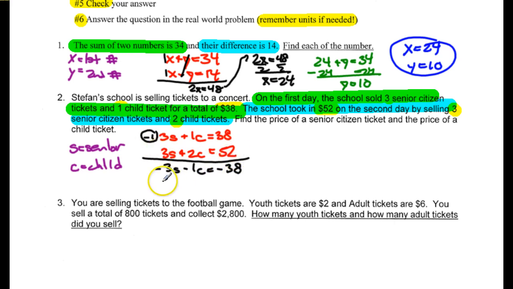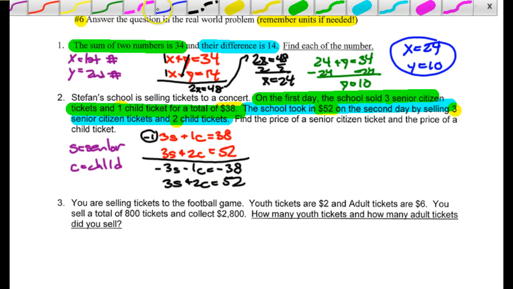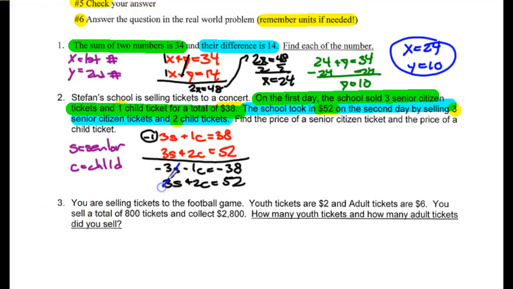Nothing happened to the second equation, so we just bring everything down: 3S plus 2C equals 52. That's the hard part. Now look, the S's will cancel out: -3, +3. And now this is all the solving from what you've done before. So you're going to combine it, find the C, which is the child ticket, plug it back in here to find the S, or senior citizen tickets. So take a moment, pause the video, finish it, and I'll unpause it to see the answer.